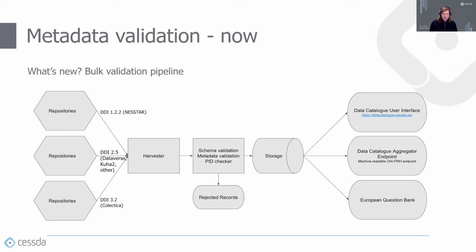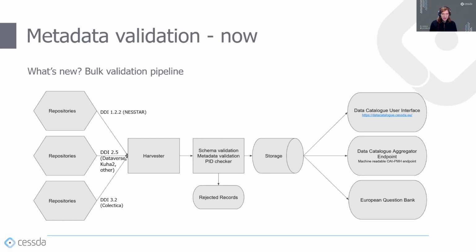So what if you need to validate 33,000 records? Well, here's where the bulk validation pipeline comes in. So we start on the left. We have the various repositories which offer metadata in a variety of different formats. The current accepted formats are DDI 1.2.2, but it's NESSTAR flavored DDI. Most repositories offer DDI 2.5 metadata, so those repositories based on Dataverse, Kuha2, and some others. And we also are able to harvest DDI 3.2 metadata.